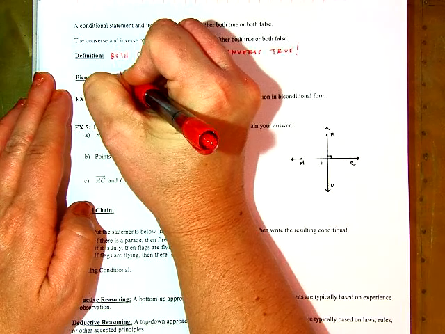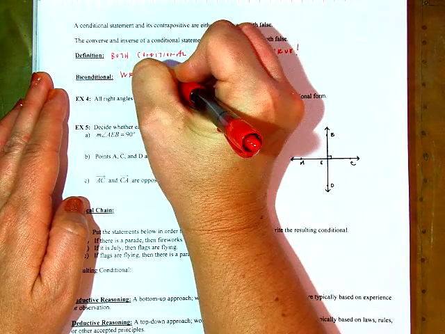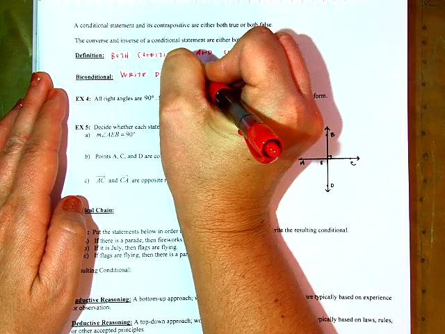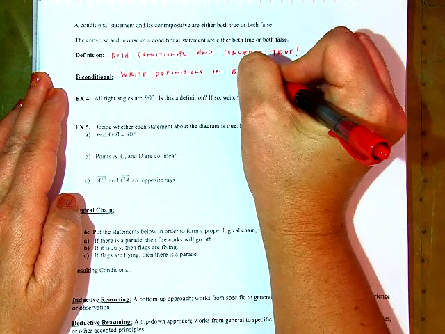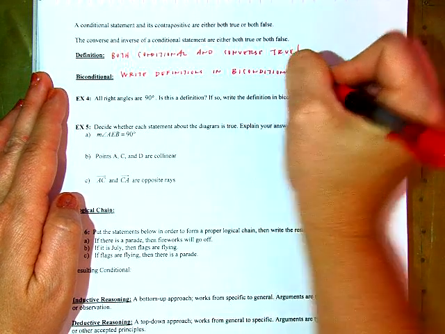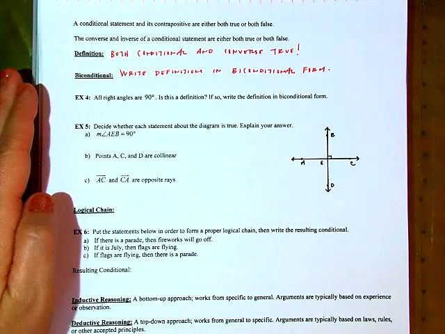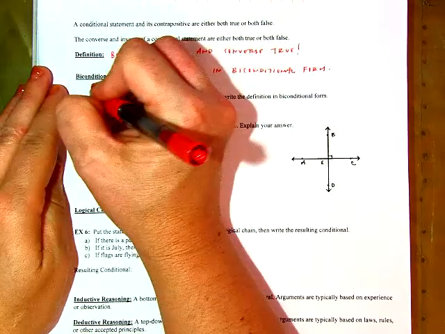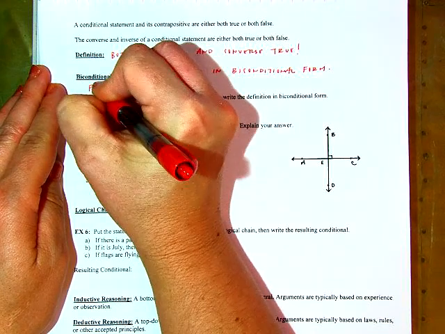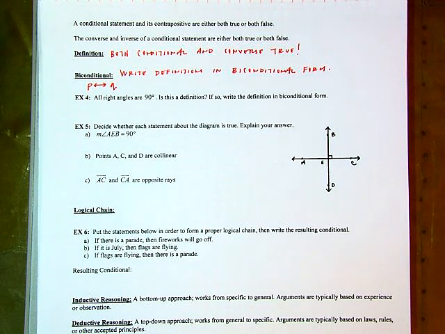So I'm going to write a little note here. We write our definitions in biconditional form. Okay, to write something in biconditional form, we're saying it's true both ways, so the logical notation would be P and Q like this, but a double arrow in between. So P implies Q and Q implies P, right? It's true in both directions.